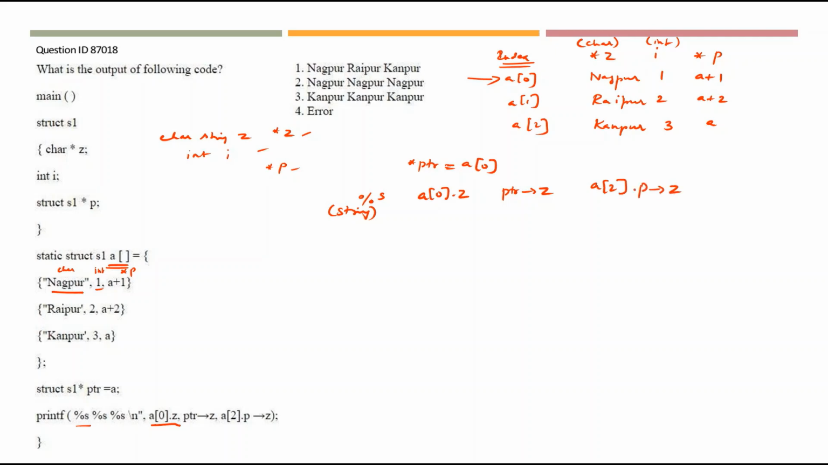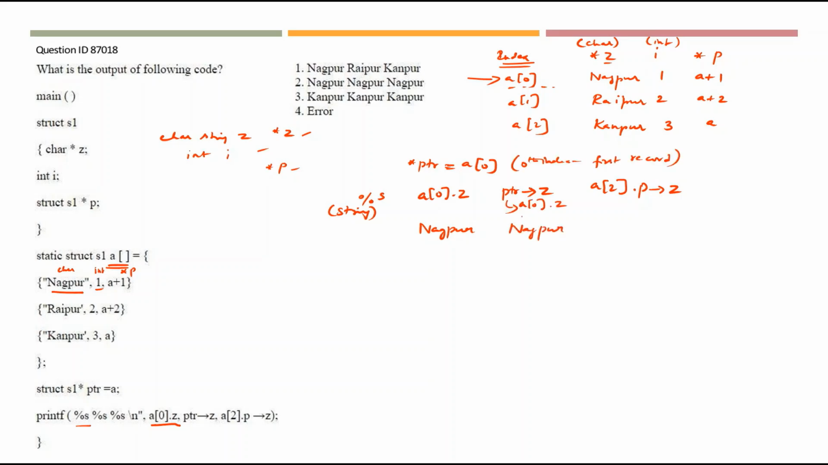A of 0 dot Z. What is A of 0? Z field Nagpur. So Nagpur is printed here. Now what is PTR pointer? This PTR is again A of 0. So when I mention a pointer, I use this operator to denote the field. So pointer denoting the field Z is again A of 0. So this is again printing Nagpur.